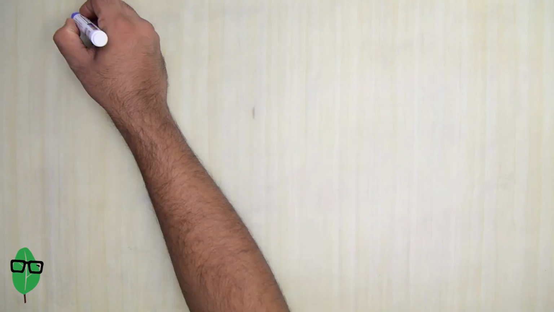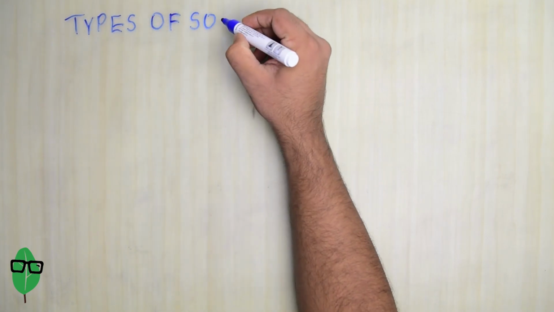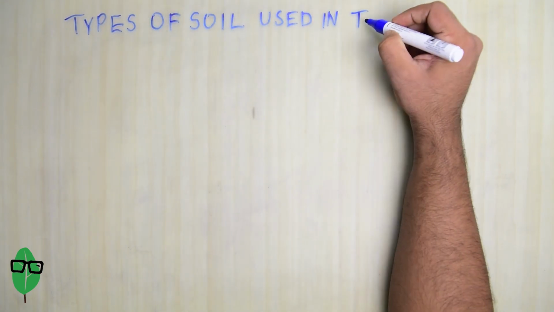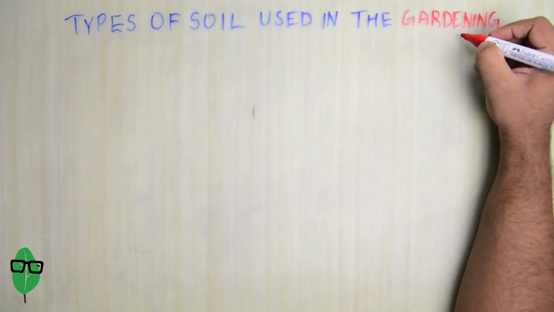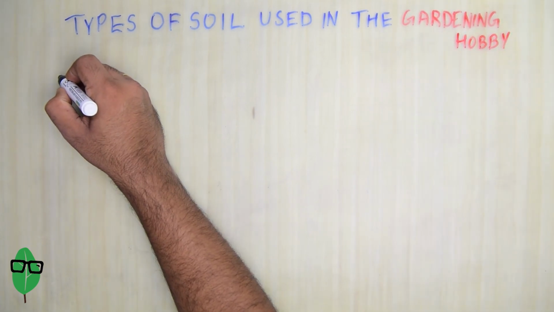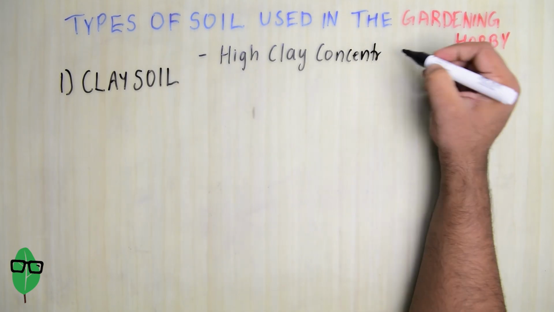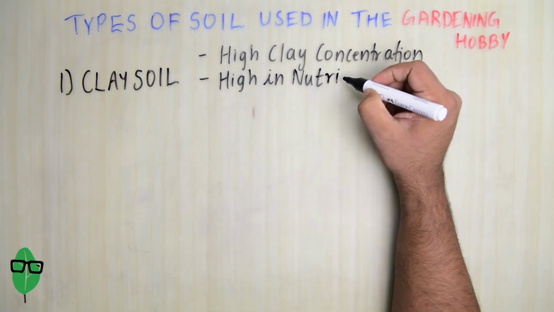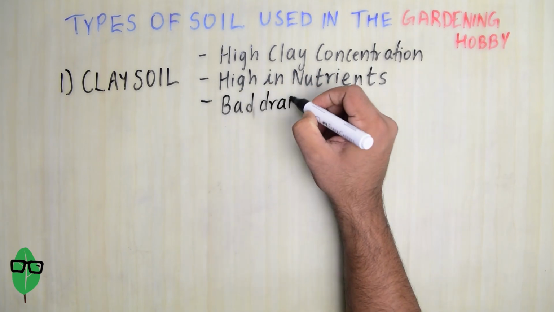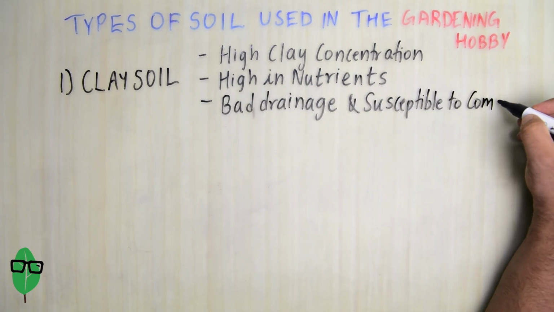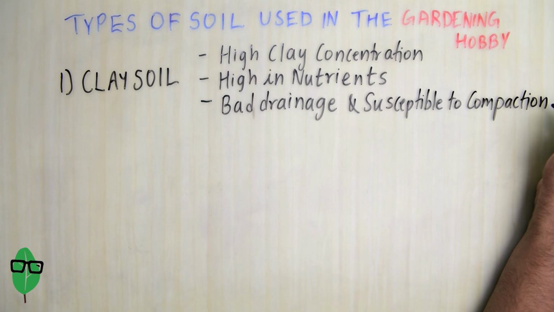So we will look at the types of soil used in the gardening hobby. There are 6 types of soil. First we'll look at 4 and then we'll look at the other 2 based on a particular type of classification. The first one is clay soil. This is soil that has a high concentration of clay. These soils are usually very high in nutrients, but they are bad in drainage and they are susceptible to compaction. They are pretty sticky in nature, and I would say don't use a soil that has a very high component in clay because it will harden after time and cause compaction.